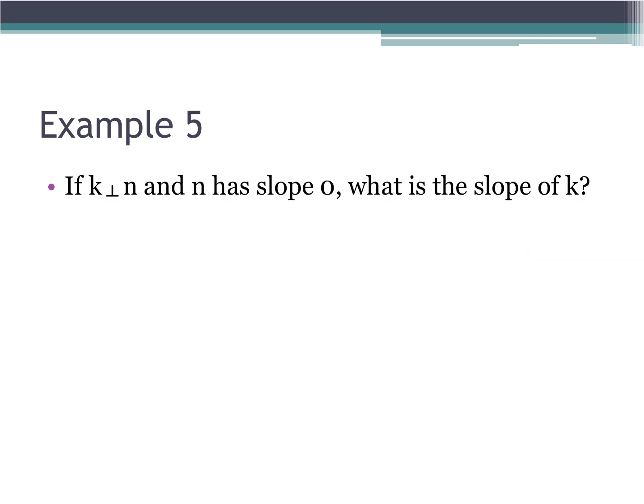Looking at example 5, if K is perpendicular to N and N has a slope of 0, what is the slope of K? Hernan? Good, undefined. So visually drawing it out, if it has a slope of 0, that means it is a horizontal line. K is perpendicular, so K is going to be undefined. So my slope for K, undefined.